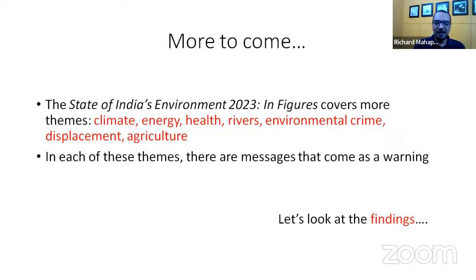So this is the part of the ranking and how we have done it. But State of India's Environment 2023 in Figures not just does the ranking. This is the first time we have done the ranking of the states, but it covers wide themes like climate change, energy, health, rivers, environmental crime, displacement, agriculture, farmer suicide. So it's all there. And in each of these themes, there are messages that come as a warning, good and bad.